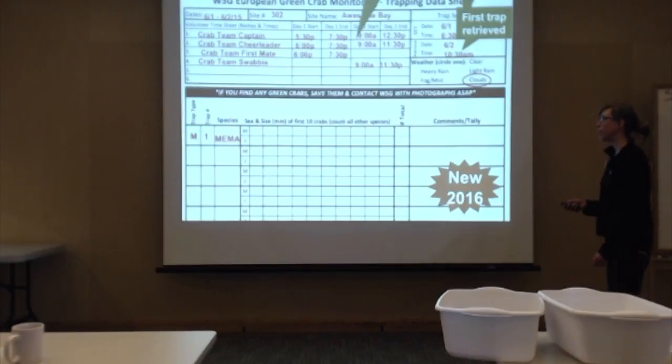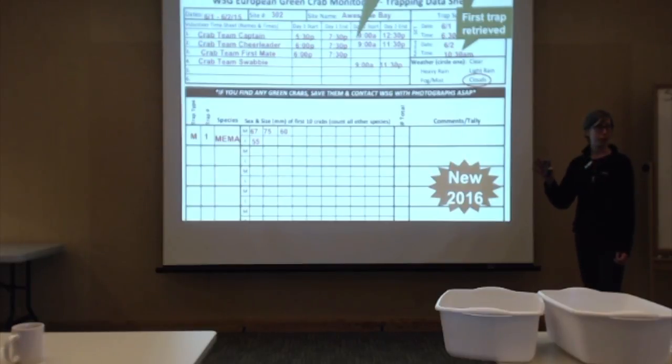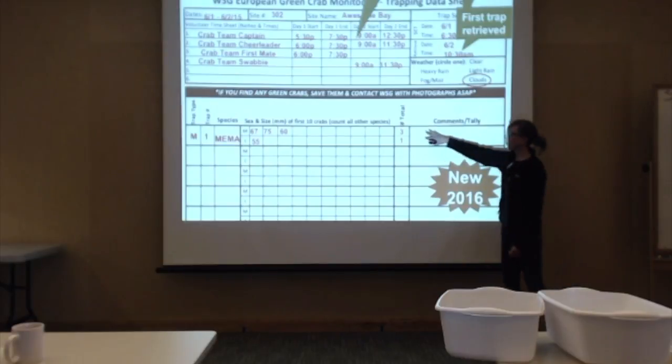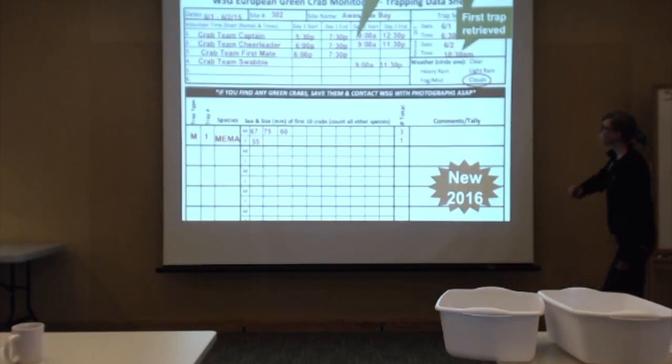So you write in, we had Metacarcinus magister here. Now you record the first 10 male and 10 female sizes. The sizes for the first 10 females will be in these 10 boxes, and for males in these 10 boxes. Here we only had 4 Metacarcinus magister in our entire trap, so we measured all of them. They were 67, 75, and 60 millimeters, and one female that was 55. Then we also totaled them, sorted by males and females, at the end of the row.